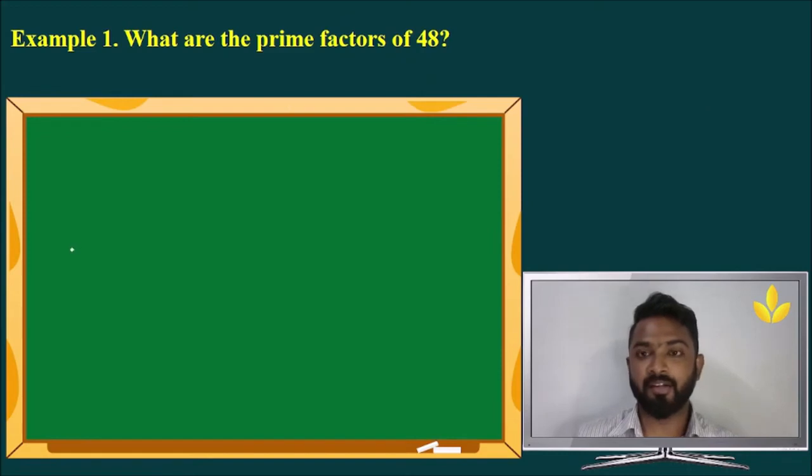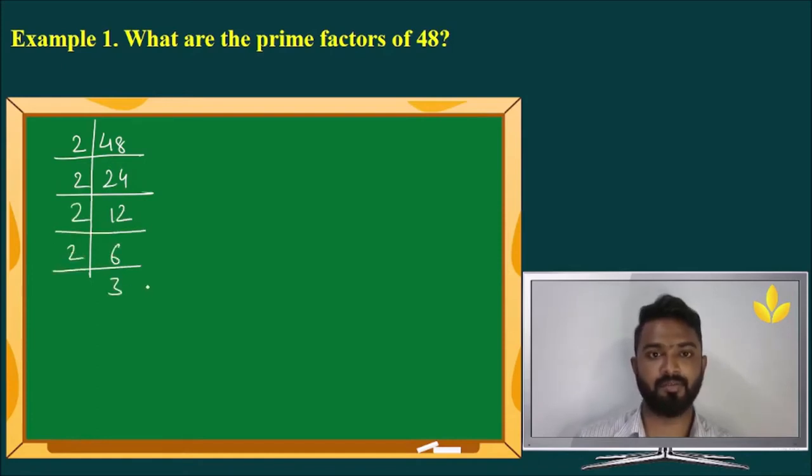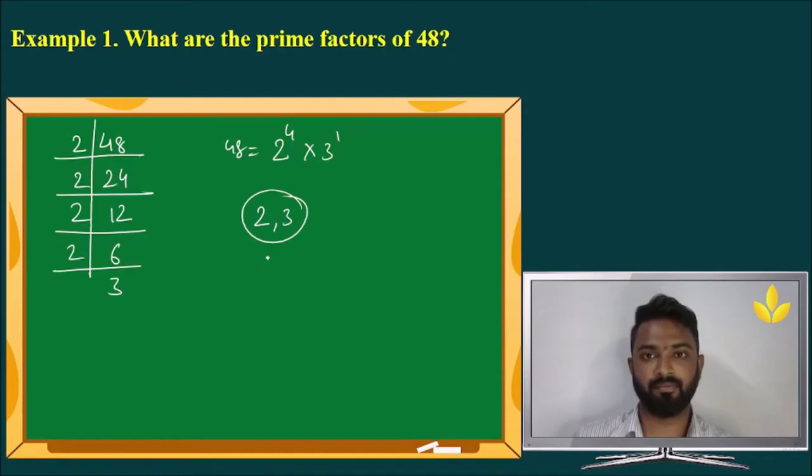What are the prime factors of 48? How to find the prime factors of a number? We have 48, then we use this method which all of us are familiar with since school time. This gets divided by 2. 2 24s are 48, 2 12s are 24, 2 6s are 12, 2 3s are 6. So 48 can be written as 2 to the power 4 into 3 to the power 1. So the prime factors of 48 are 2 and 3.